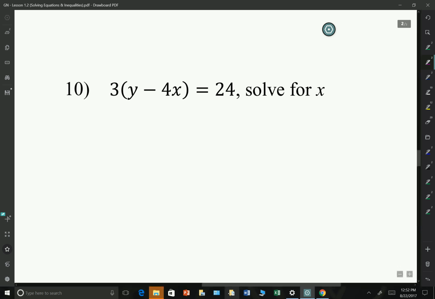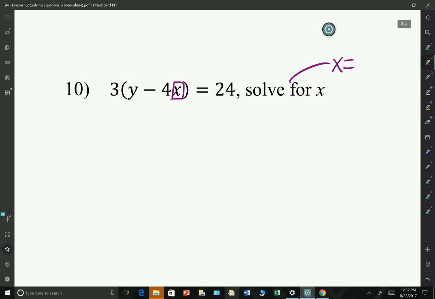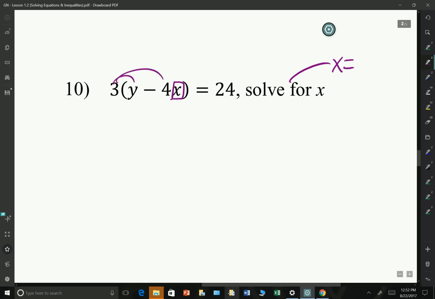Solve for x. Wait, was that the final answer? Yeah. It's slope-intercept form. Solve for x. That means your last line is x equals. But the problem is my x is in a parentheses. In that parentheses it has a 4, it has a y. What do I need to do first? Distribute. I mean, the main idea is always distribute and combine like terms.